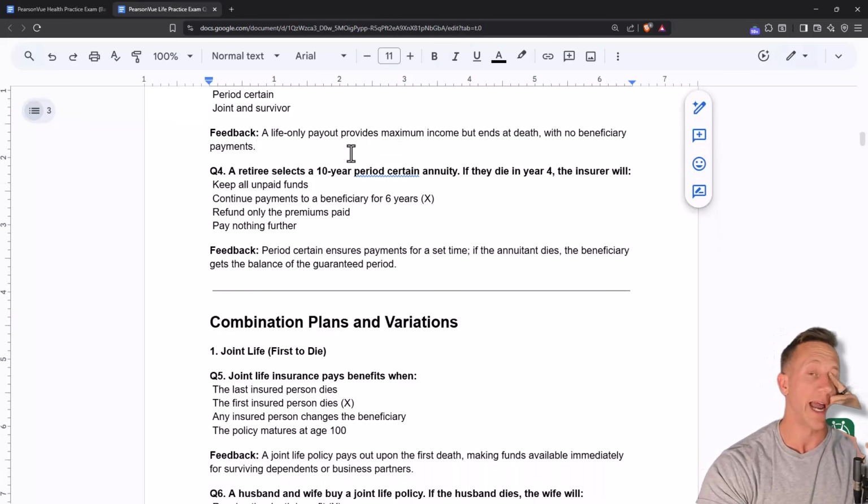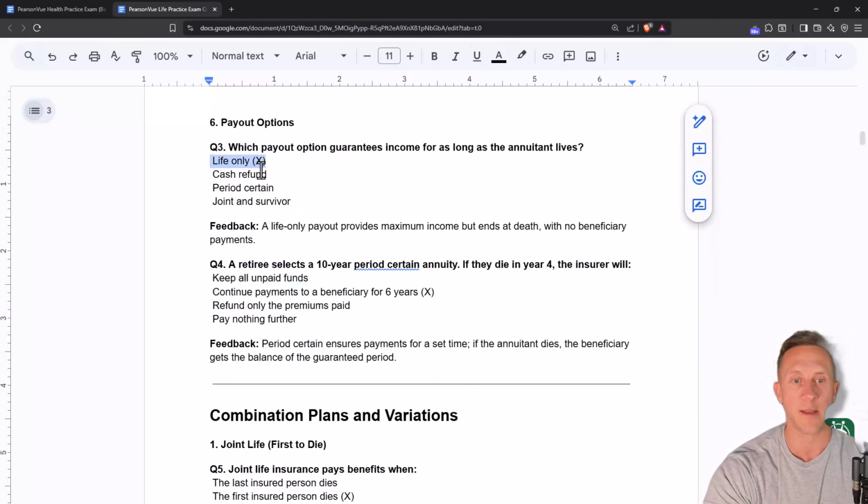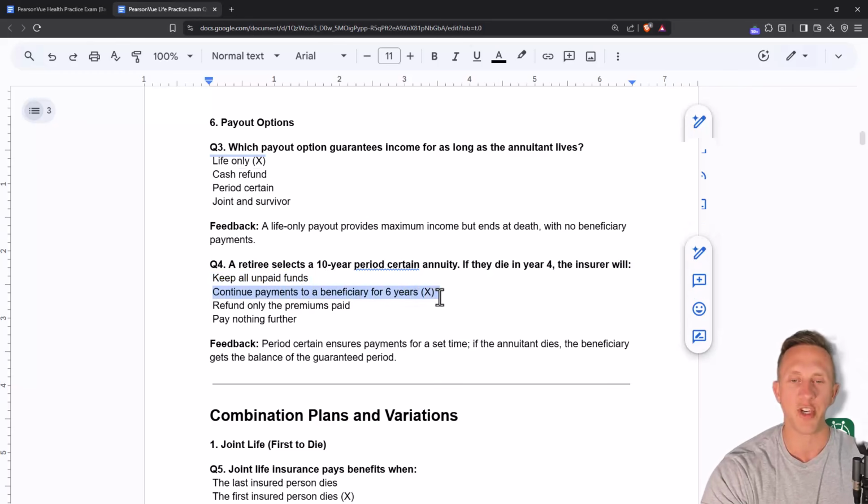All right, so a retiree selects a 10-year period certain annuity. So 10-year period certain, that means they're going to get payments for at least 10 years. If they die in year 4, the insurer will keep all the unpaid funds. That's not true. That's in straight life or life only. That's what happens in life only. Continue payments to a beneficiary for 6 years.